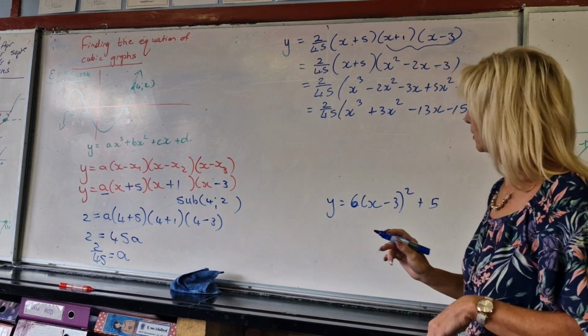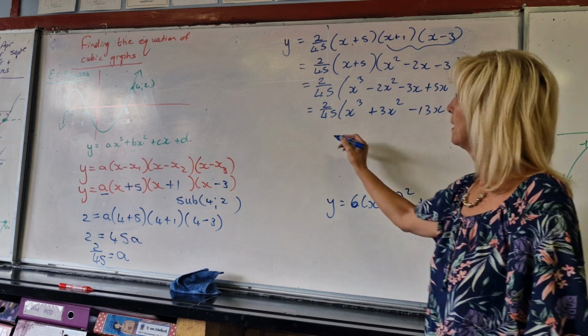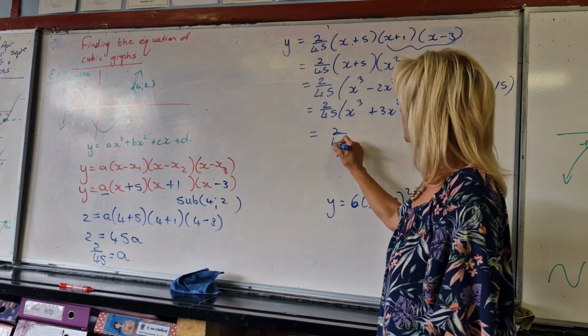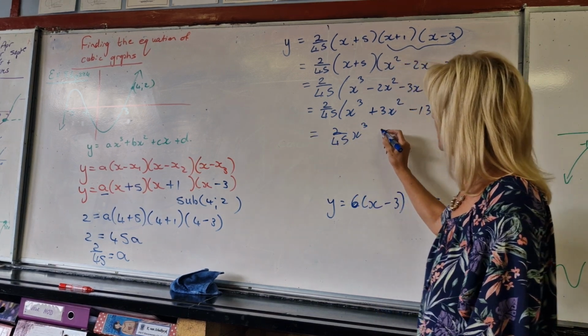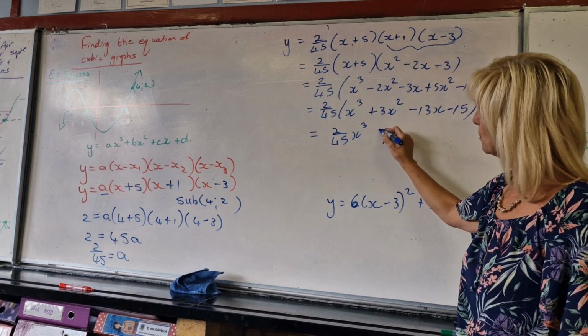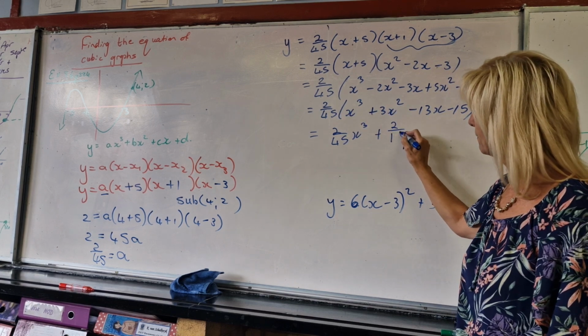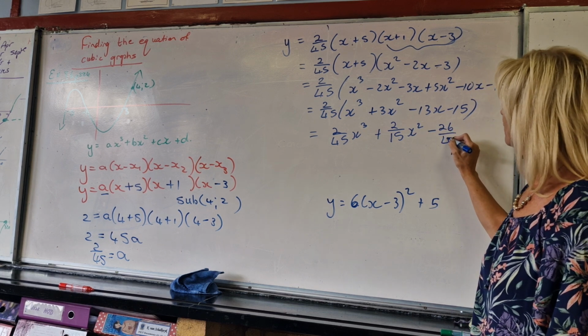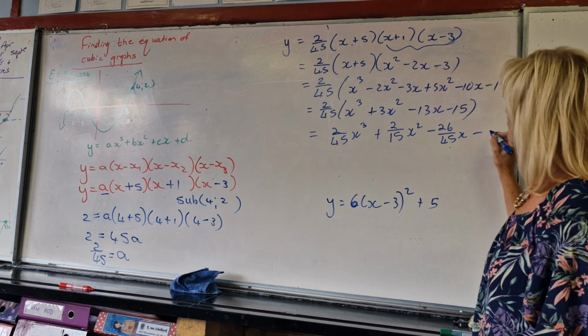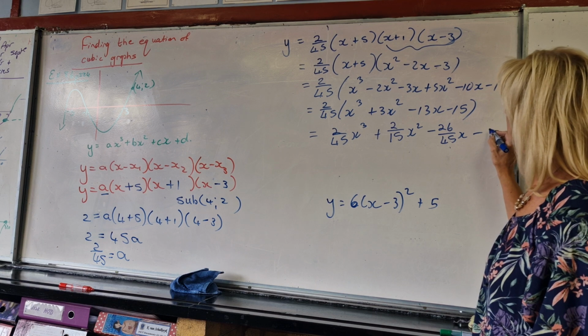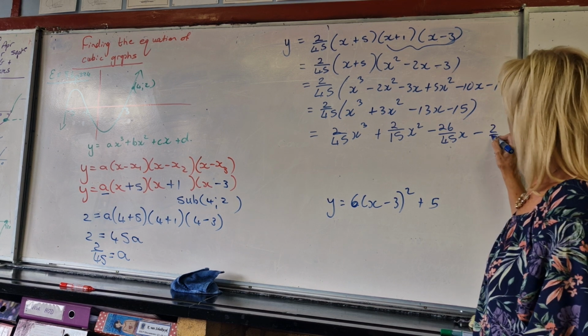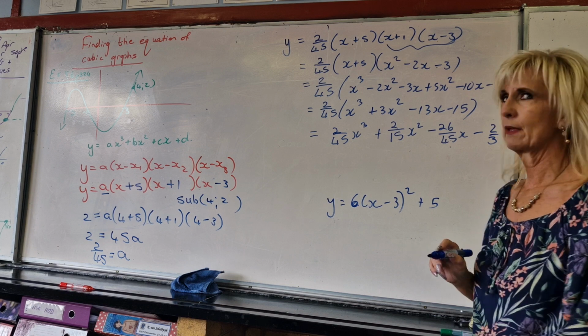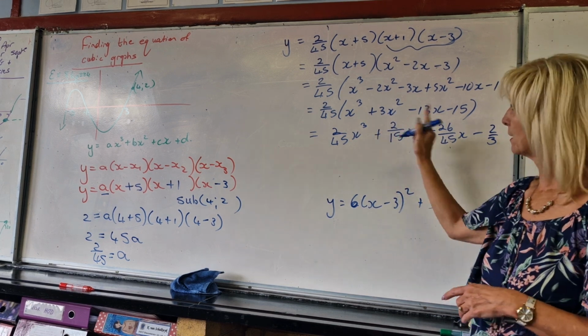Check up on me. If I go so fast, I might make a mistake. And then the answer is 2 over 45 x^3. 2 over 45 times 3 will give me 2 over 15 if I'm right. And this one will be 26 over 45. And this one will be 2 over 3, if I'm right. Just double check me on my calculations there.